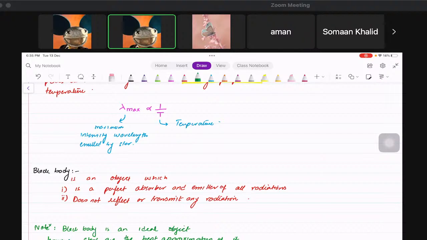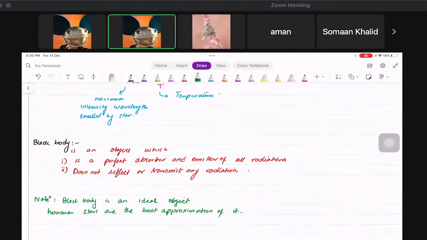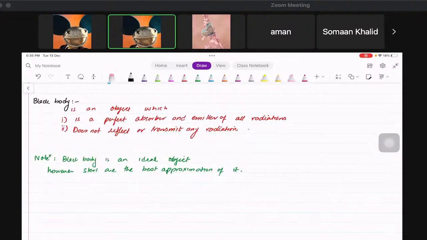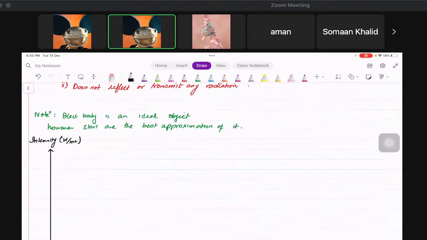Now, what happens is that when you're looking at a certain star, it is basically sending you radiations of all kinds. So here we have the intensity that you're receiving in watts per meter square, and here we have the wavelength lambda in micrometers for now, all right?